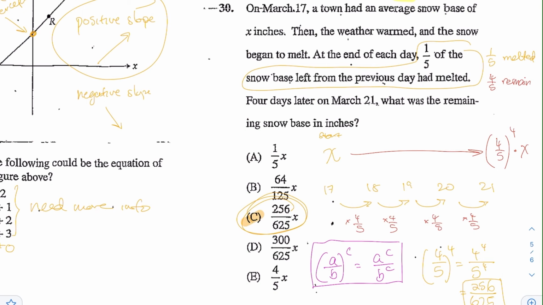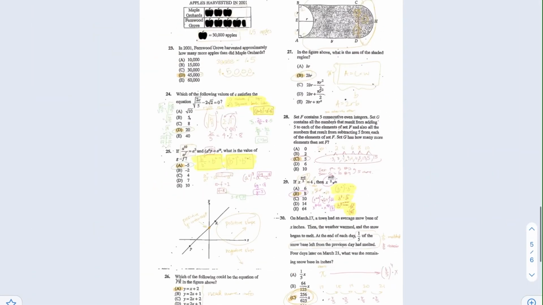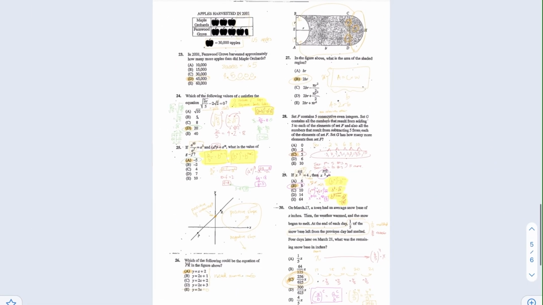The other way to do this question is to pretend that x is equal to, let's say, 1 foot, and then you just keep multiplying by 4/5, and eventually you'll get 256 divided by 625. So here's a summary for this page.